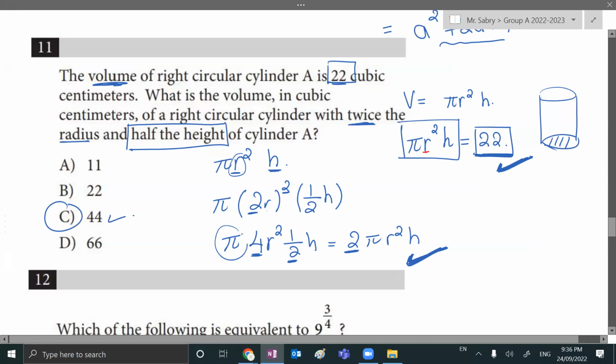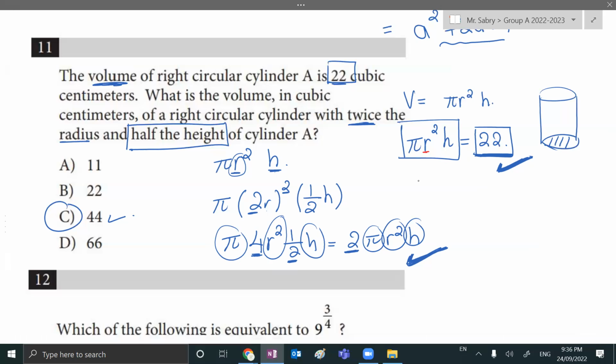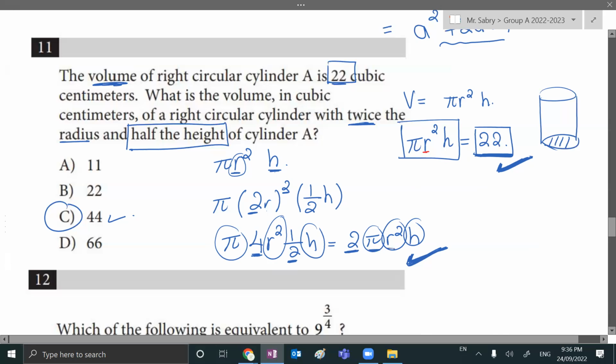And then this pi goes as it is. The r squared goes as it is. The h goes as it is right there. Any problems again until this point, everyone? Good. Now I'll remove this circle and this circle and that circle, which are these 3, and instead I'll substitute the 22. They're equal to each other. So I'll just put 2 and open a bracket and put this right here, which is the 22. That would get me the new volume, which is 44.